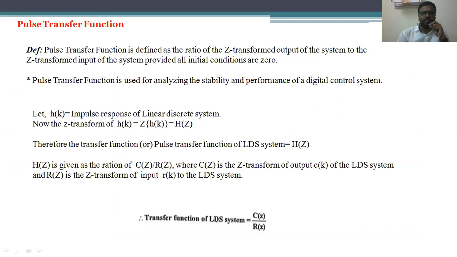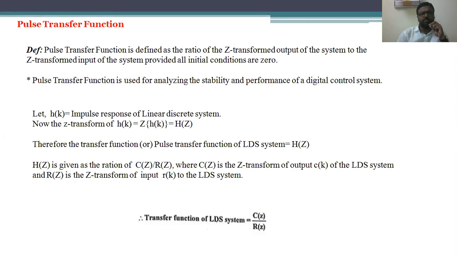So while solving the previous problems, that is the problems regarding the difference equation, we have seen a statement, that is, to determine the Z transfer function. Okay. So in some of the cases, the pulse transfer function is also called the Z transfer function. Pulse transfer function is also called the Z transfer function.